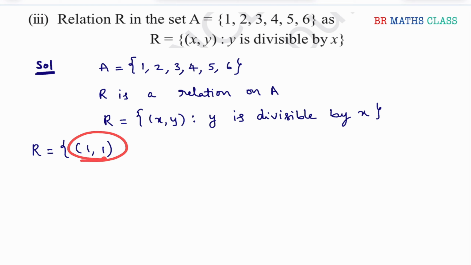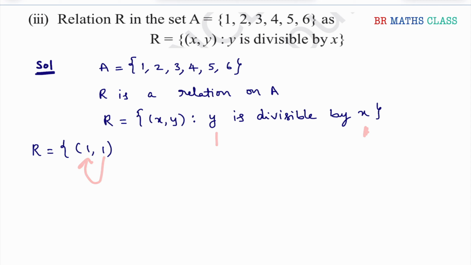(1, 1) will be present in this relation when y is divisible by x. You see, this is x, this is y. Here y is 1, and 1 is divisible by 1. Yes, we know that 1 is divisible by 1. So the ordered pair (1, 1) belongs to this relation.